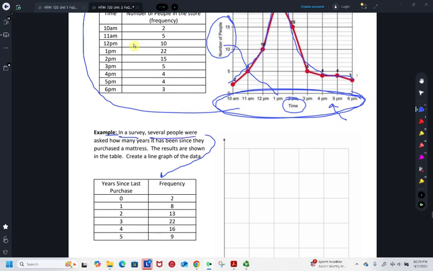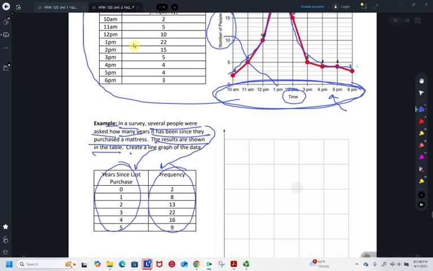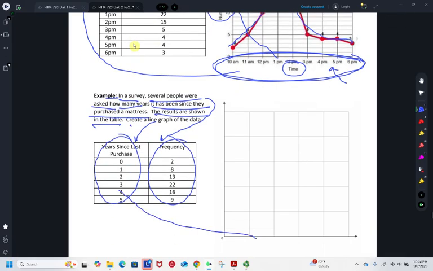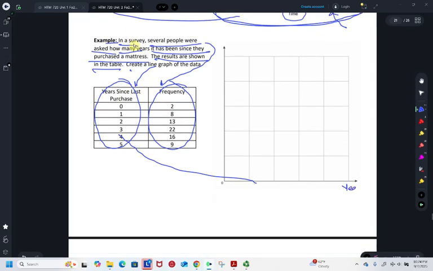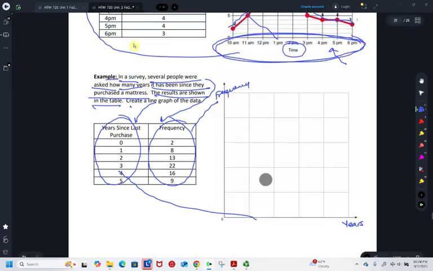In a survey, several people were asked how many years it has been since they last purchased a mattress. The results are shown in this table below. And of course, since it has to do with years and frequency, it would be nice to have the time variable here, since they last purchased it, and then how frequently each value of years occurs. To do this, we can use StatCrunch. So let's head over to StatCrunch.